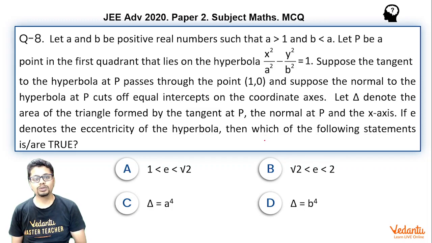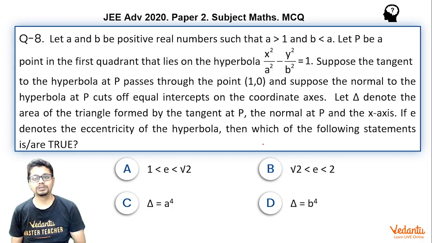Suppose the tangent to the hyperbola at P passes through the point (1, 0), and suppose the normal to the hyperbola at P cuts off equal intercepts on the coordinate axis. Let delta denote the area of the triangle formed by the tangent at P, the normal at P, and the x-axis. If E denotes the eccentricity of the hyperbola, then which of the following statements is or are true?